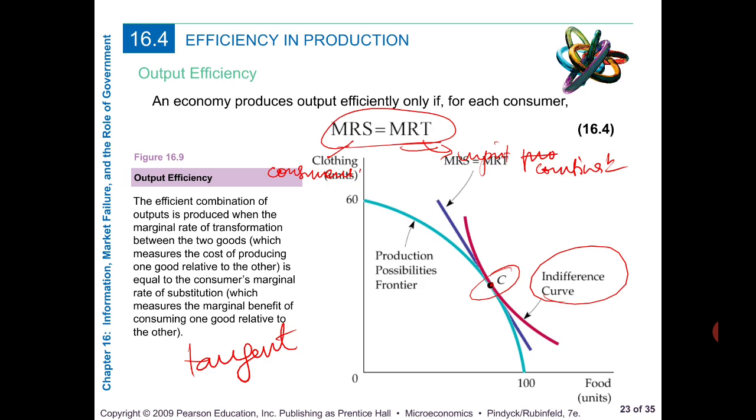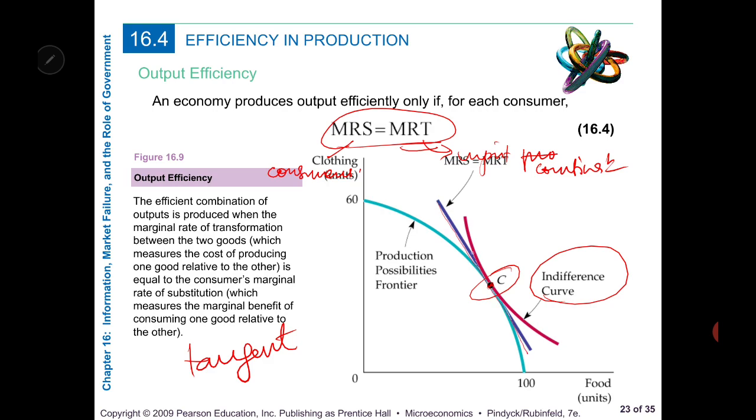Right? And if you were to draw a line here, this MRS equals MRT, this will be represented by a price ratio line. But that point, when we say the slope of a point on a non-linear curve, we are looking at the slope of the tangent line that touches it, isn't it?